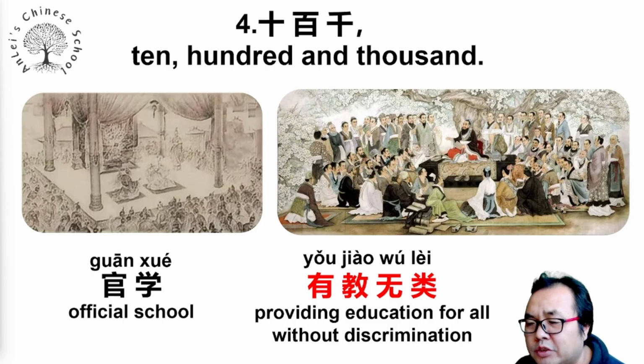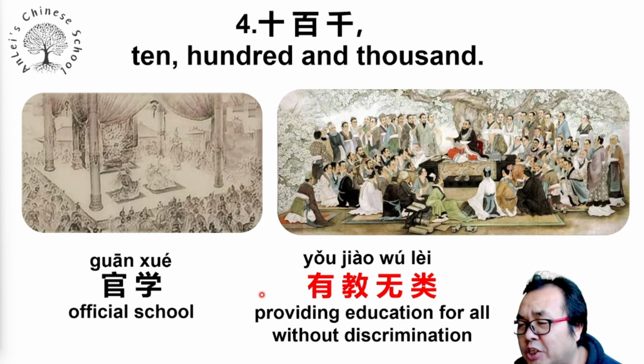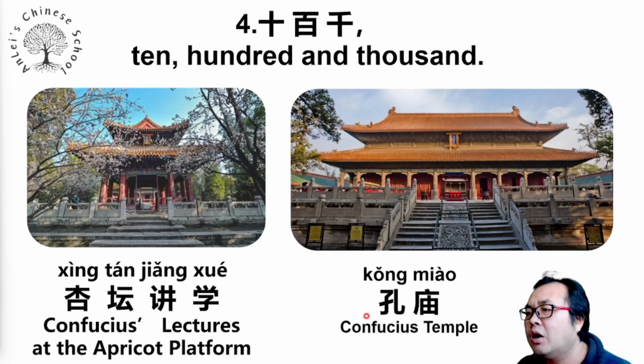Confucius, who lived more than 2,000 years ago, could never have imagined that today's social media would overrun traditional education and truly achieve the goal of providing education for all without discrimination. 有教无类. 孔庙, Confucius Temple. There were over 1,800 Confucius temples all over China. Almost every major city and county has a Confucius temple.